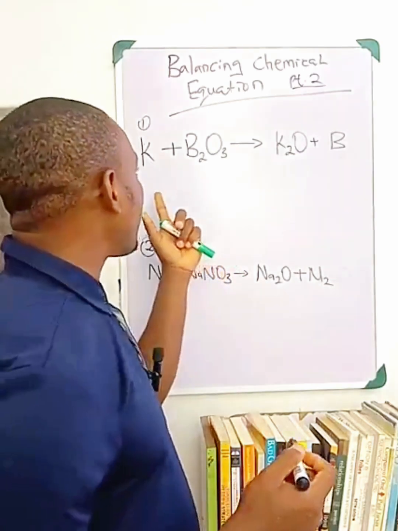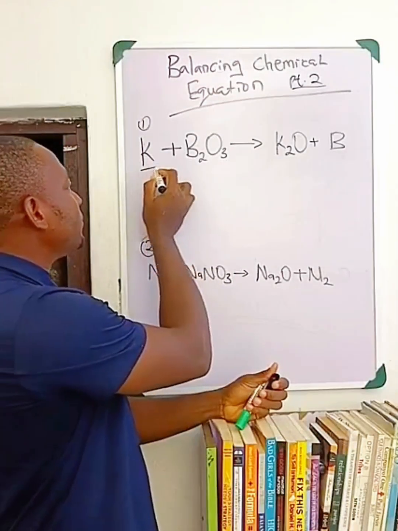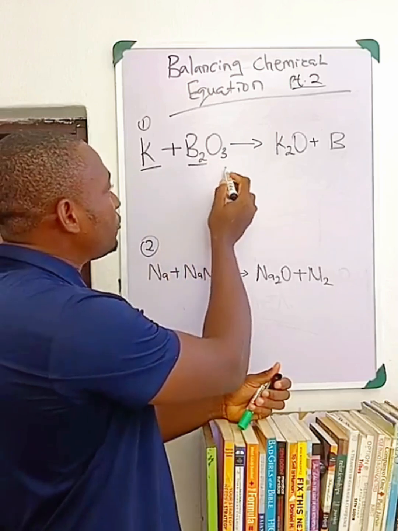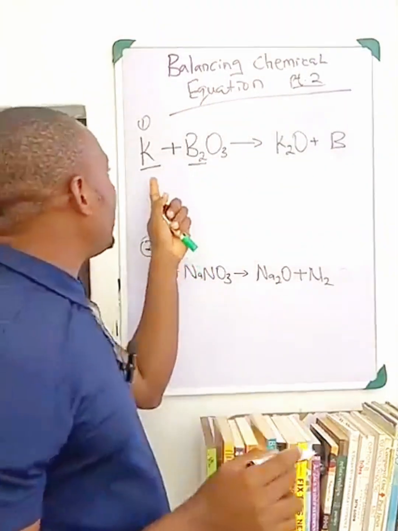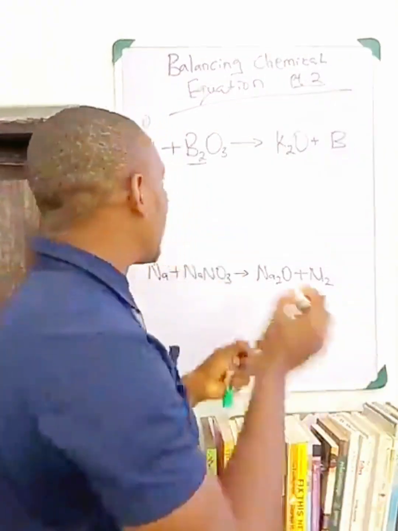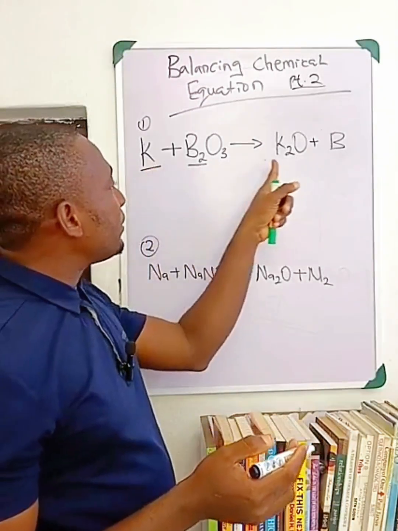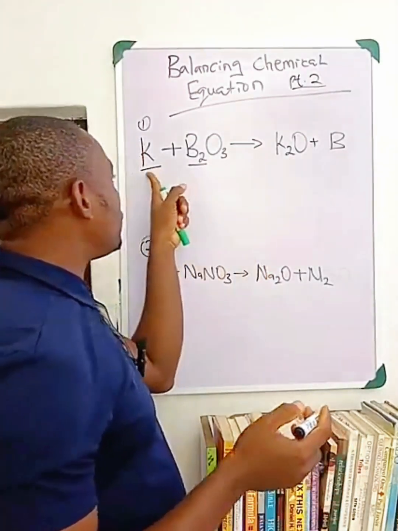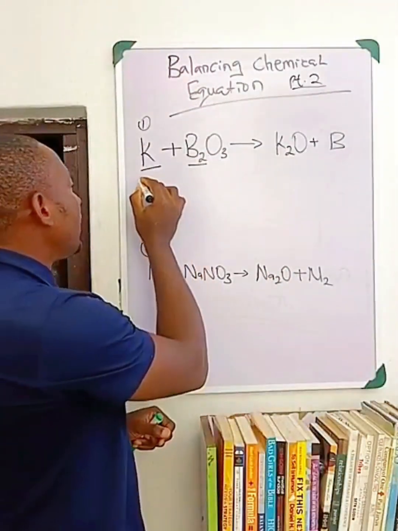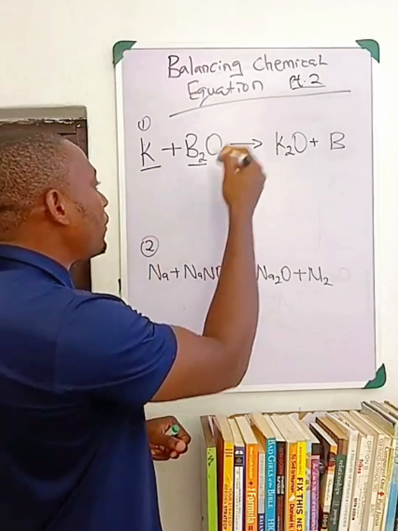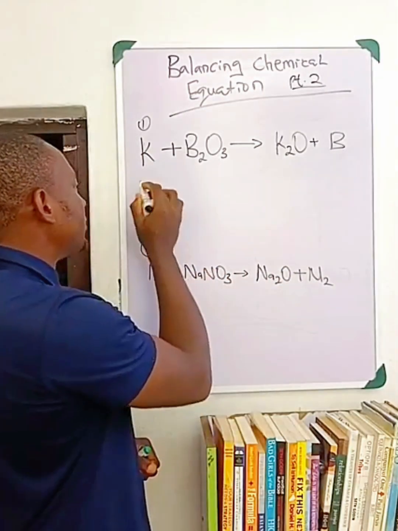So quickly, let's look at the first chemical equation. Here we have elements like potassium, boron, and oxygen. What we need to find out is how many potassium we have on the reactant side. Let's do it together. We have 1 potassium here, then 2 potassium here, so it's not balanced. Let's list out the elements we have before balancing. After balancing, we'll find out if you really did the right thing.